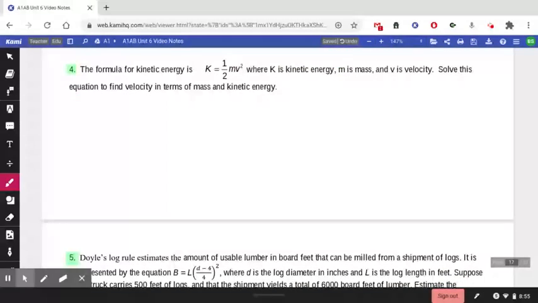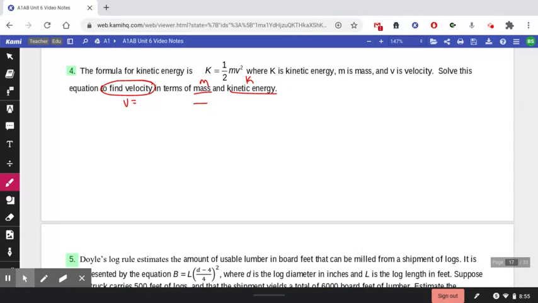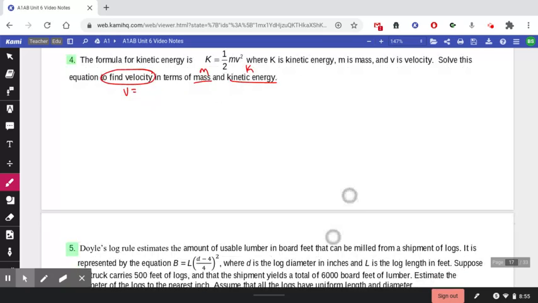We're going to continue down here. To skip 3, we'll go to 4. We're going to take this kinetic energy formula, where K is kinetic energy, M is mass, V is velocity. We're going to solve the equation to find velocity. So to find velocity means we're going to solve for V is equal to, and then it says in terms of M and K, right? Because mass and kinetic energy were M and K. So let's rewrite the formula first, that we have K is equal to 1/2 mv squared.